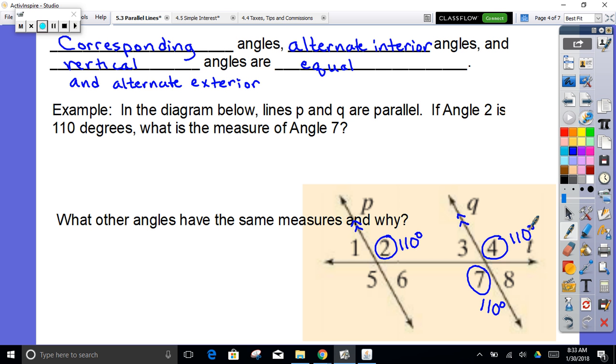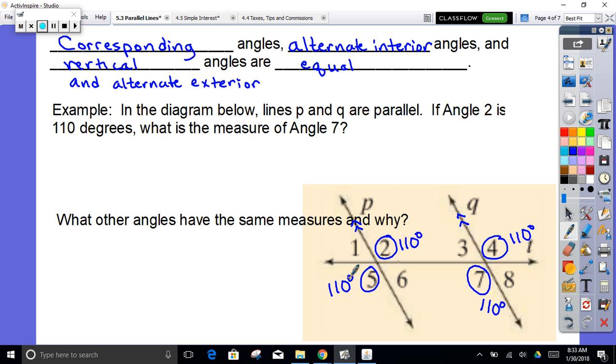Braden? I was going to say 5. 5 would also be vertical. Sure, we'll write that one down. Now, what is the relationship? If we look at angles 4 and 2, they're the same. What's the relationship between them? Taryn? They are corresponding angles, as are 5 and 7.